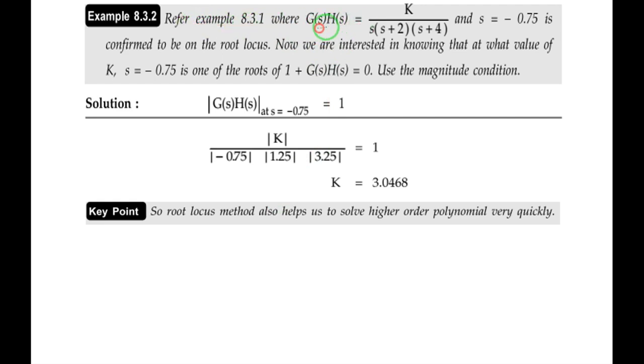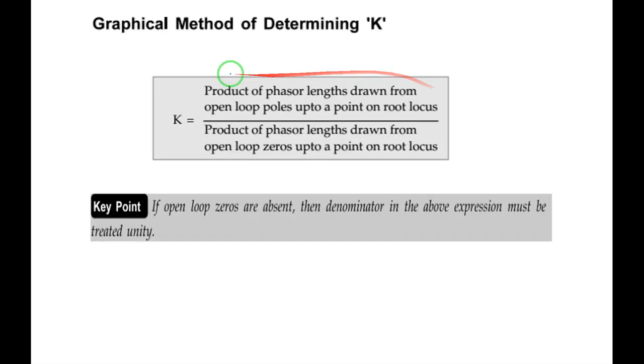The same thing, g of s into h of s is given as k divided by s into s plus 2 into s plus 4, and s equal to minus 0.75 is confirmed to be on the root locus. They are already telling that s equal to minus 0.75 is on the root locus. No need to prove the angle condition because they themselves are telling it is on the root locus. Now they are asking to find the value of k. So we'll make use of the magnitude condition and find it out.